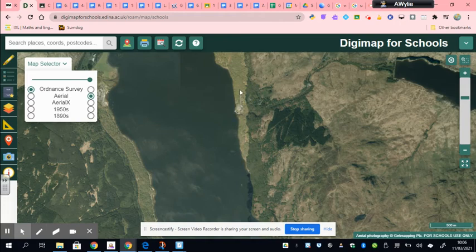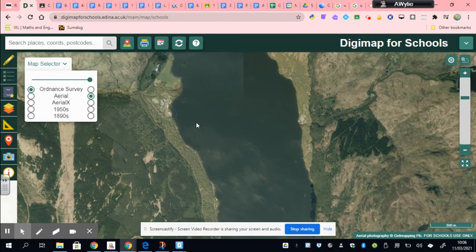So that's how you can use Ordnance Survey maps along with aerial photographs to identify the key features that are on an aerial photograph.